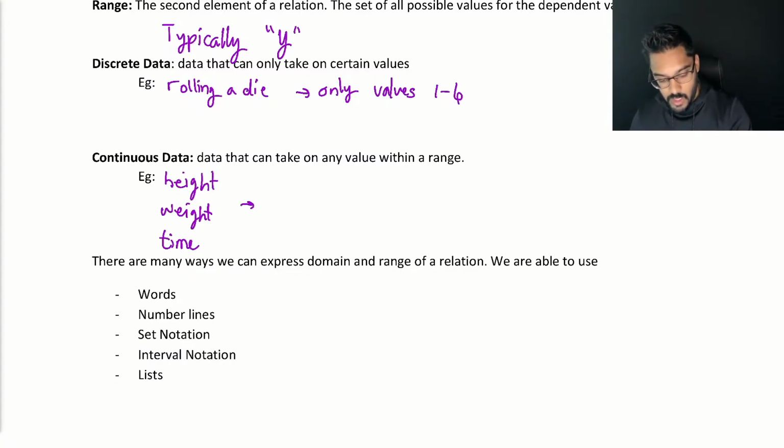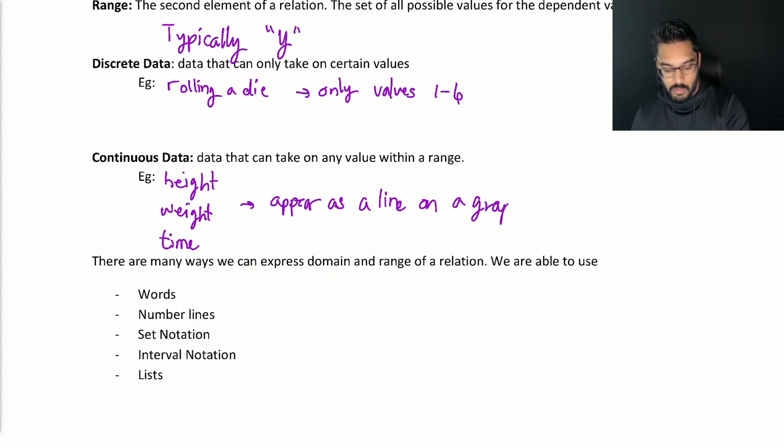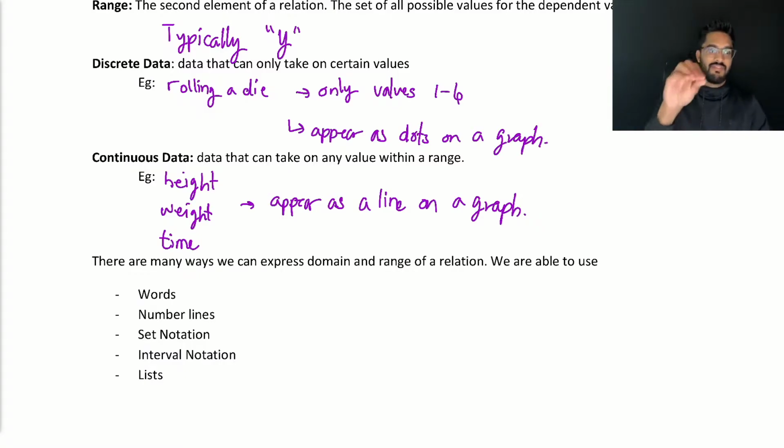Okay, so these would all appear as a line on a graph. I guess I should say the ones up above appear as dots on a graph. Okay, so the specific values would be discrete. If it's continuous, it'll continue on with the line.